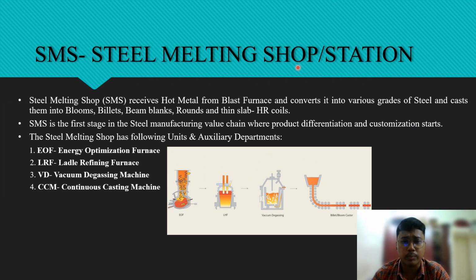SMS, the steel melting shop or station. The steel melting shop receives hot metal from the iron making unit, that is the blast furnace, and converts it into various grades of steel and casts them into blooms, billets, beam blanks, rounds, and thin slab heat roll coils. SMS is the first stage in the steel manufacturing value chain where the product is differentiated and customized. The steel melting shop has the following units and auxiliary departments. Those are EOF, Energy Optimization Furnace, LRF, Ladle Refining Furnace, VD, Vacuum Degassing, CCM, Continuous Casting Machine.